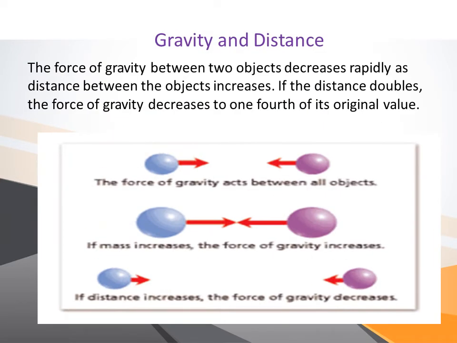So we discussed that gravity depends on two things: distance and mass. So first one, gravity and distance. The force of gravity between two objects decreases, meaning it gets low rapidly, as the distance between two objects increases. If the distance doubles, the force of gravity decreases to 1/4 of its original value. It means if the distance between two objects increases, the gravitational force decreases.